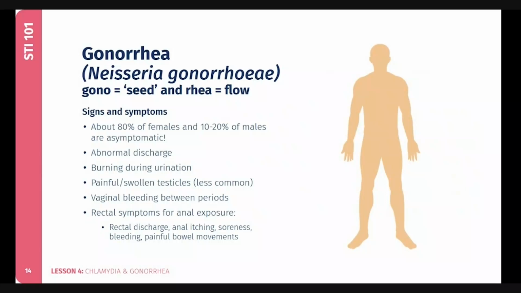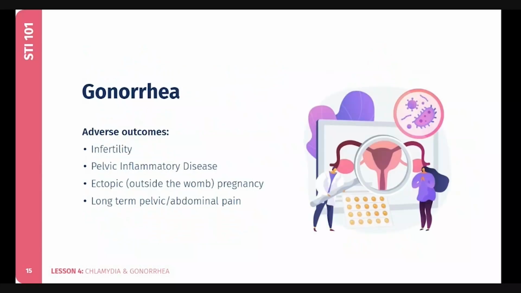Persons with vaginal exposure may experience bleeding or spotting between periods, and persons with anal exposure may experience rectal discharge, anal itching, soreness, bleeding, and painful bowel movements. If gonorrhea is left untreated, it can lead to infertility, pelvic inflammatory disease, and ectopic pregnancies, which are the same adverse outcomes we see with untreated chlamydial infections. Gonorrhea can also lead to long-term pelvic or abdominal pain.